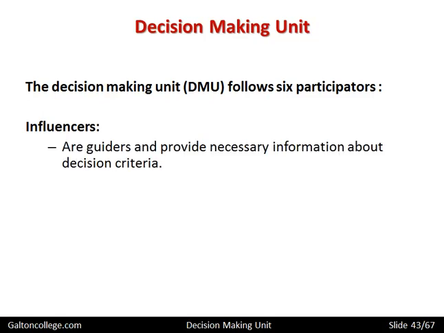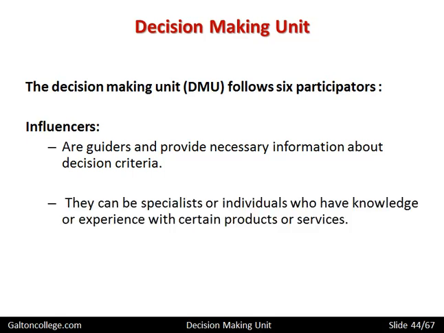The influencers, well, these are guiders and provide necessary information about the decision criteria. These are the ones who influence the decision. They say it's a good idea. It's not such a good idea. It possibly is a good idea. These are the influencers, the ones who are thinking about the use of the product and who will have some input into the decision, but almost incidental inputs, almost off the cuff inputs. They make contributions that will influence the decision makers.